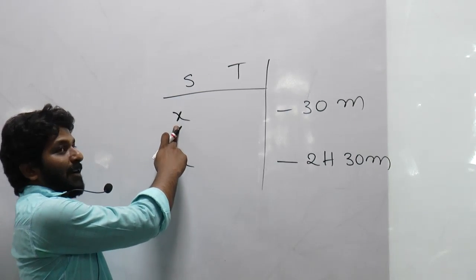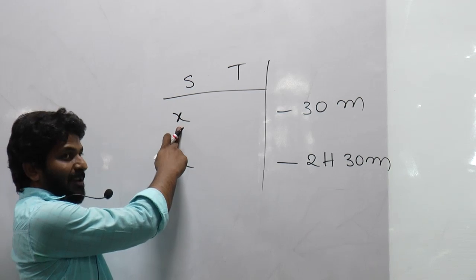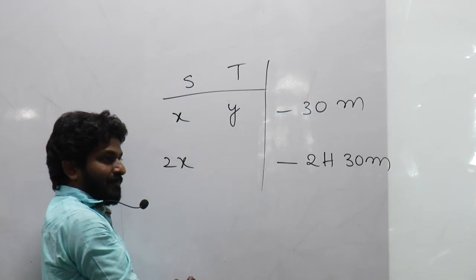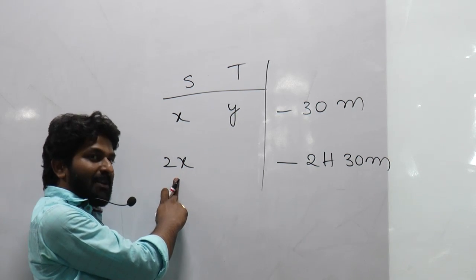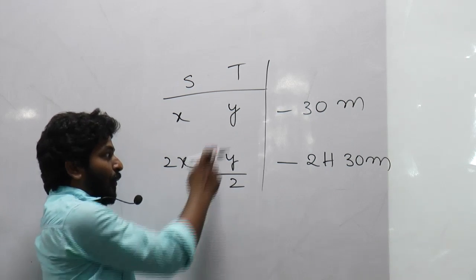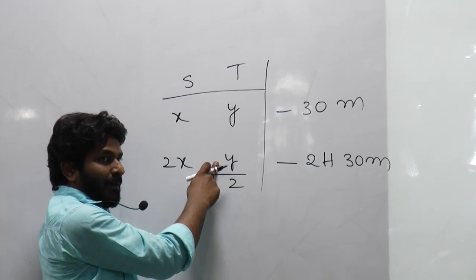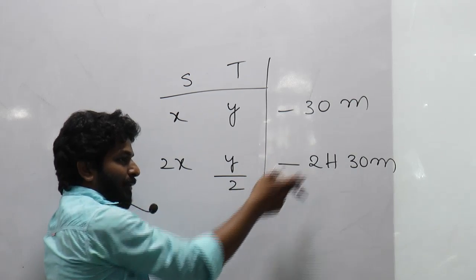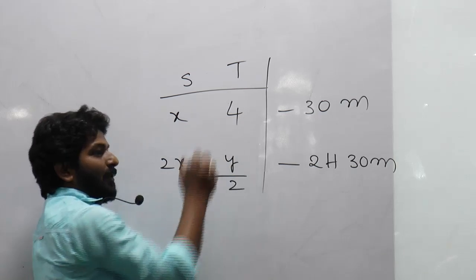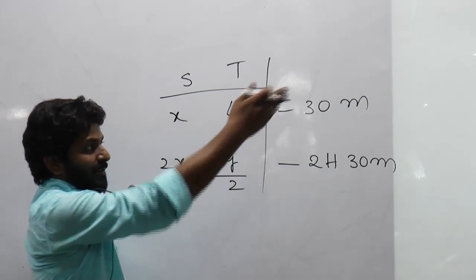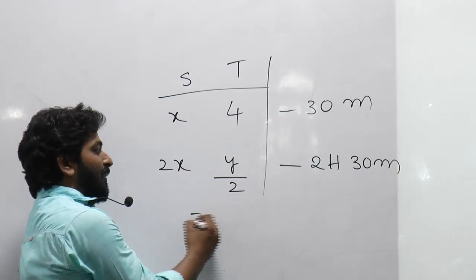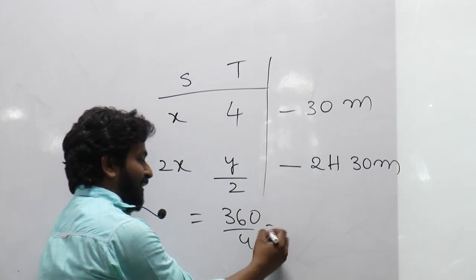With the usual speed, if she travels with x km per hour, let's say she is going to take y hours. If she is moving with 2x km per hour, she will take y by 2 hours. What is the difference between these two? Y by 2. And here the time difference is 2 hours. So y by 2 is equal to 2 hours, right? Then y is equal to 4 hours. In 4 hours, Ellie covers 360 kilometers. Speed of Ellie becomes 360 by 4, which is 90 km per hour.